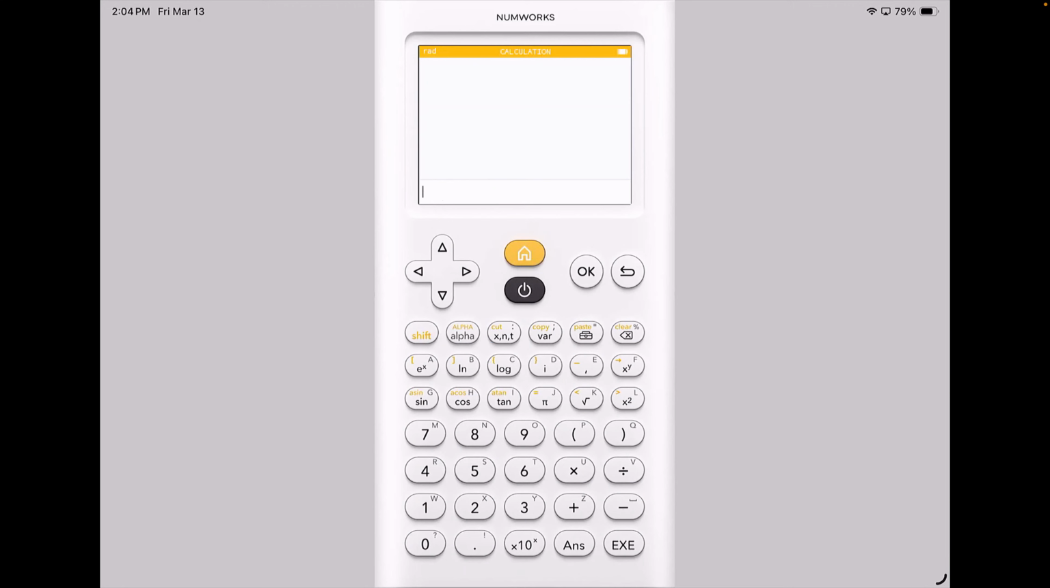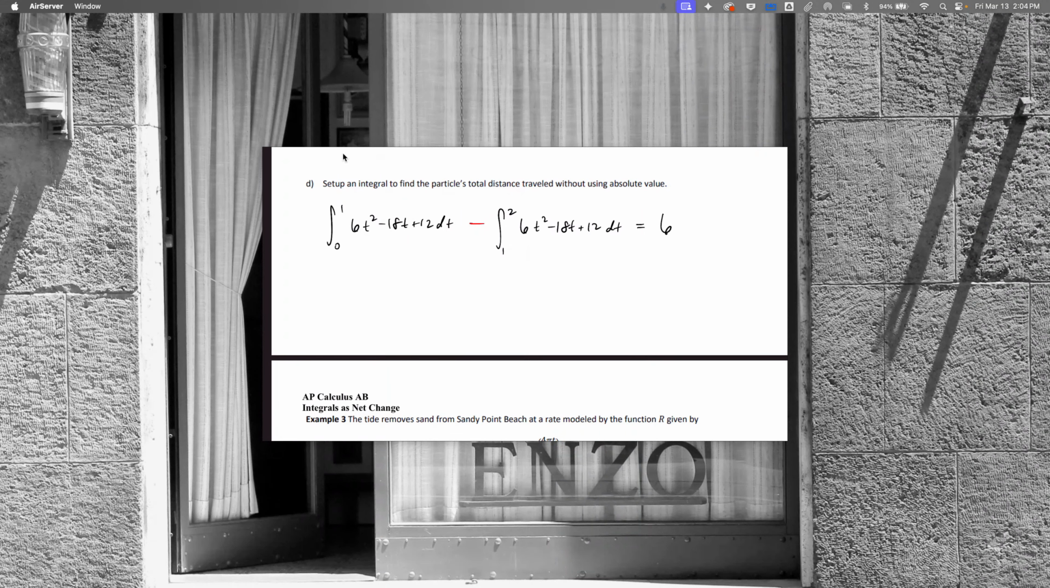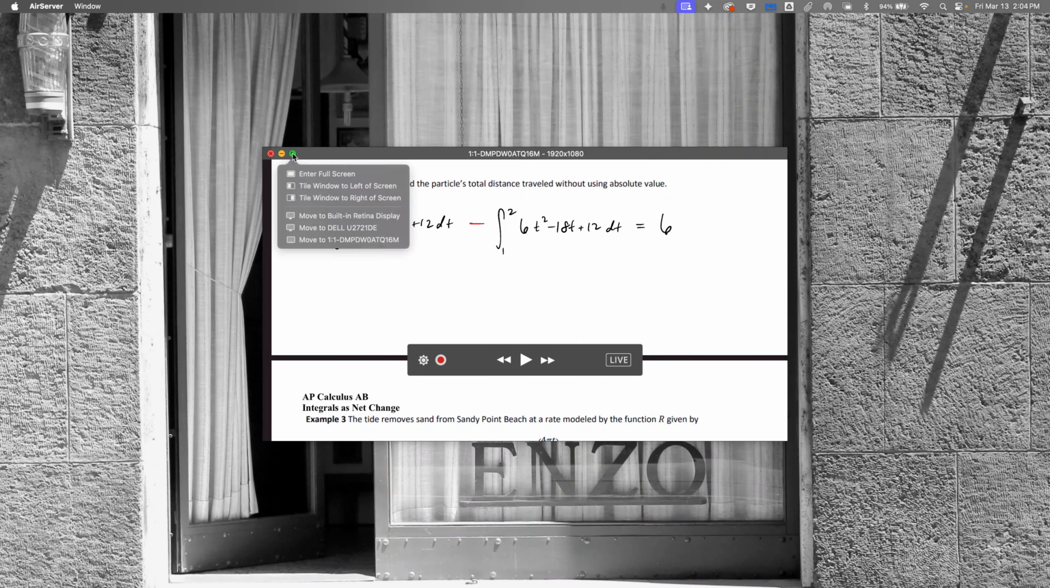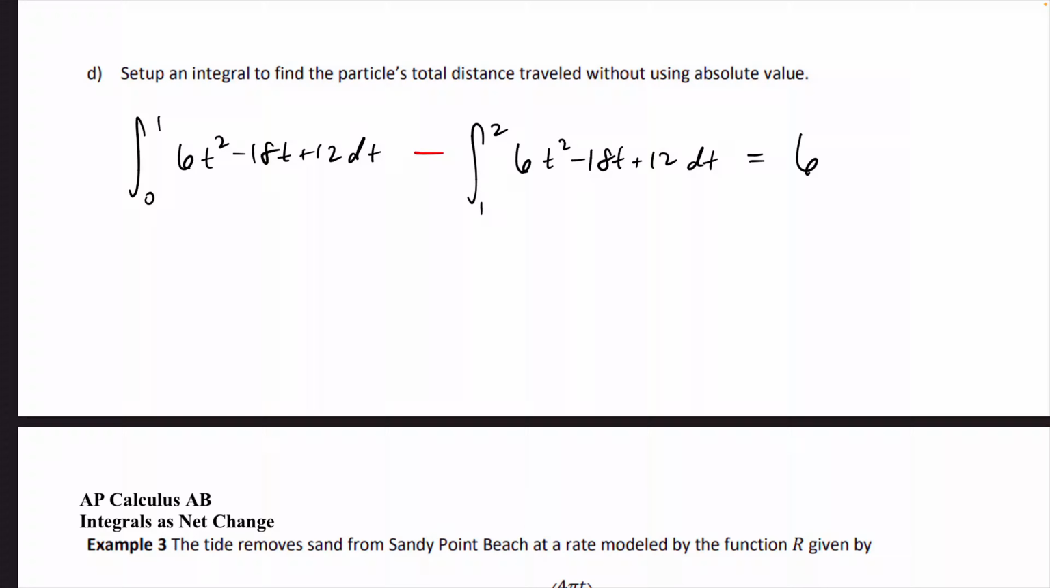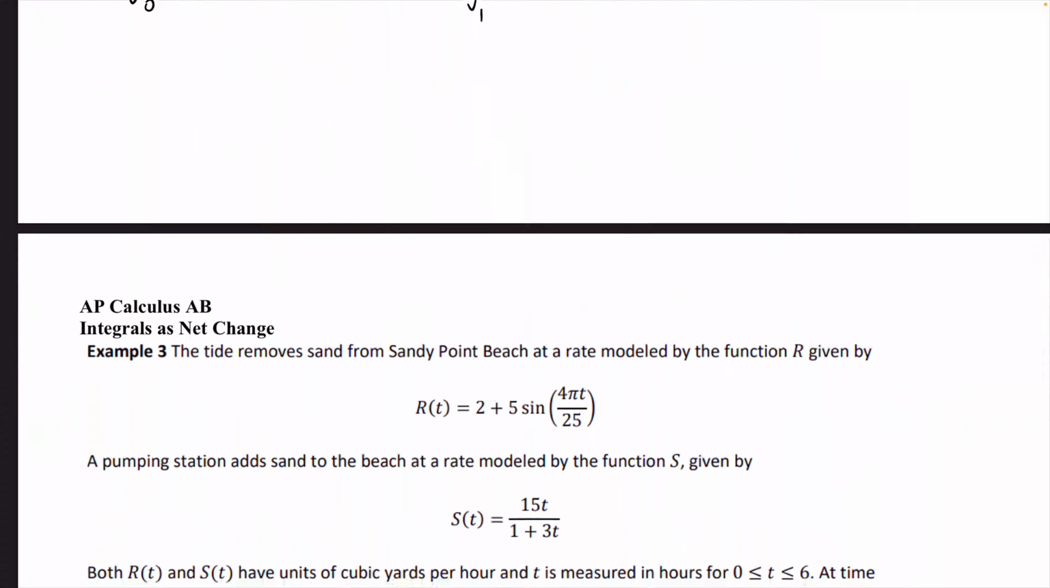Okay. So we get 6. Those of you that did it correctly, you guys saw you got 6. Even though we didn't need to find the answer, we verified that it's true.